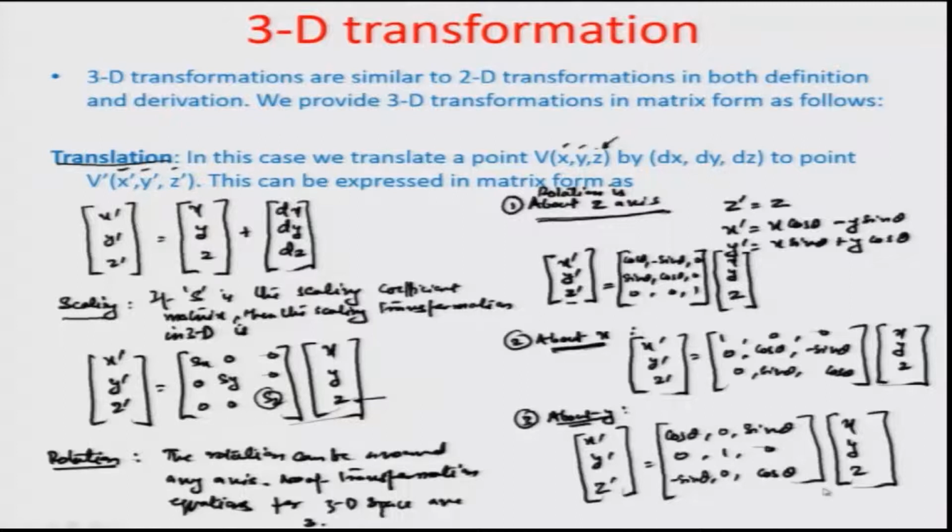So, these three equations represent rotation about the three different axes, that is z axis, x axis and y axis. And so, in a nutshell, what we did in a 2D space is now being translated into a 3D space as translation, scaling and rotation, and a set of equations have emerged because of this.